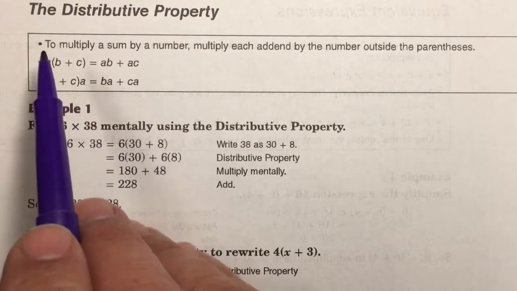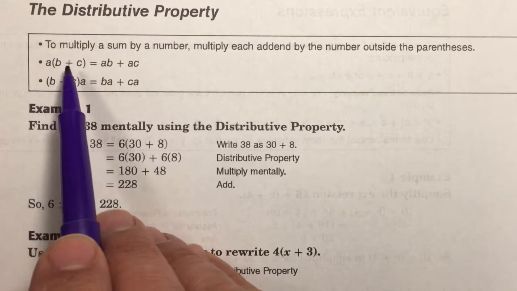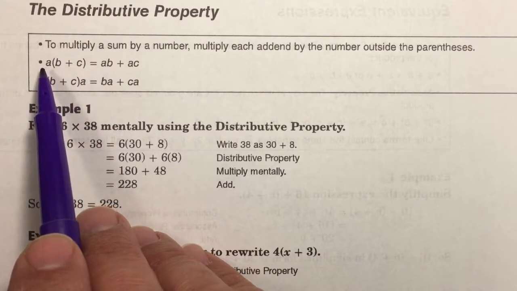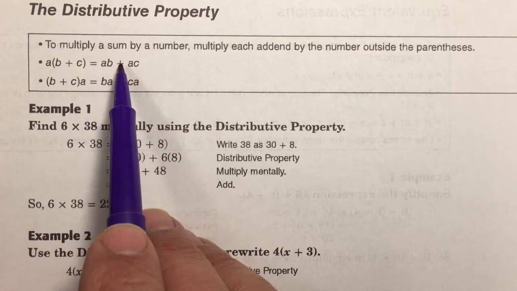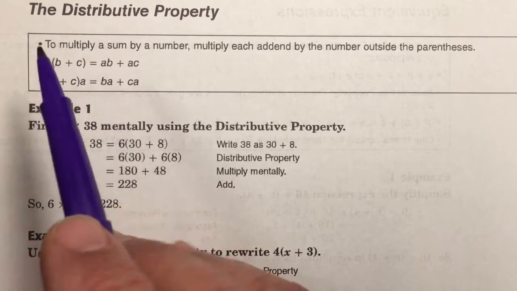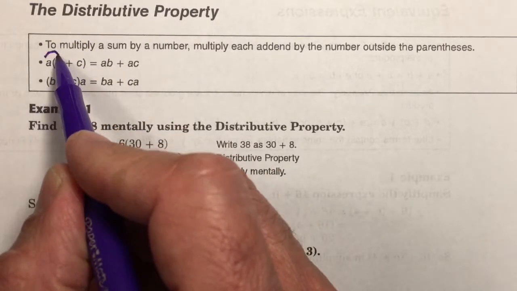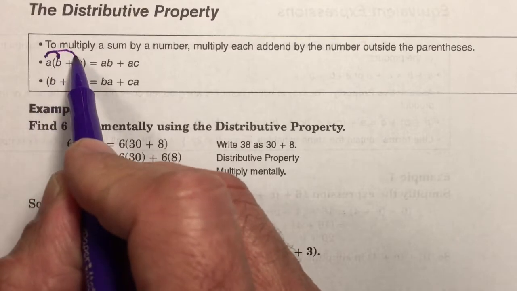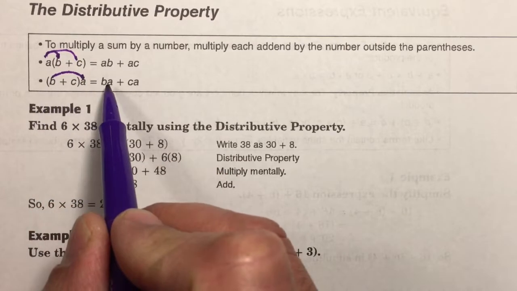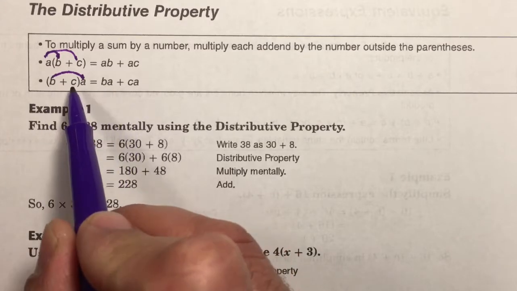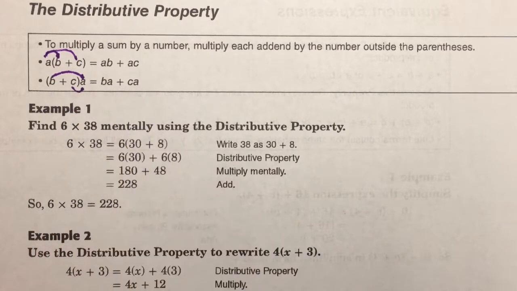So in order to multiply this sum, B plus C, by a number A, I'm going to multiply each addend by the number outside the parentheses, meaning A times B plus A times C. So what I do is this: A times B plus A times C. The same thing here: B times A, BA, plus C times A, meaning CA.